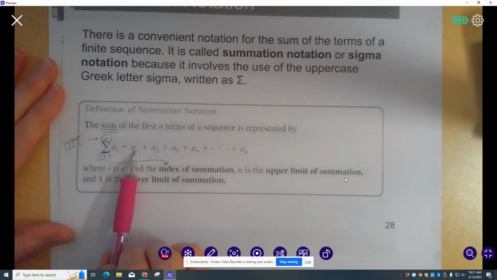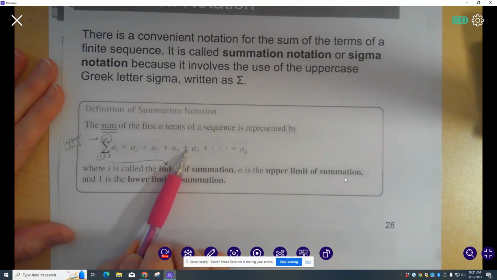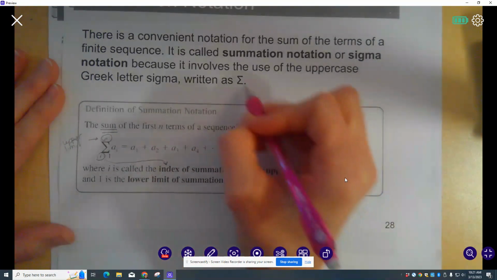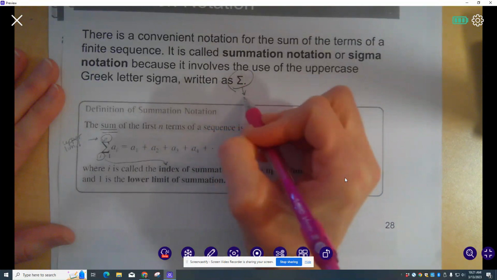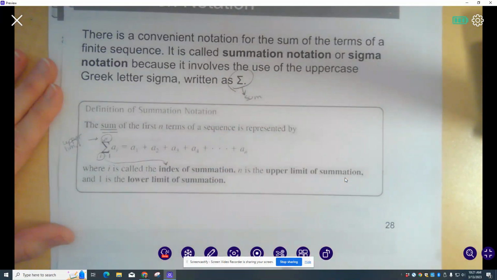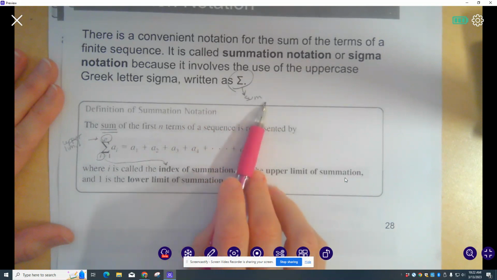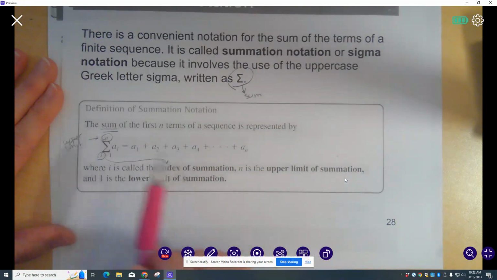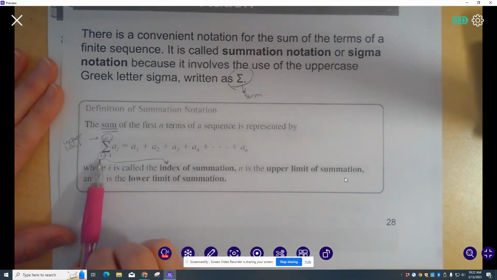Basically, we're taking all the terms of a sequence and finding the sum of them. This Greek letter sigma means sum. When you see that, you should just know I'm adding up these terms. They don't even have to give you the word sum. A couple of vocabulary things: the index here is the i, and the lower limit would be 1, so we're starting when i equals 1. And this would be the upper limit.